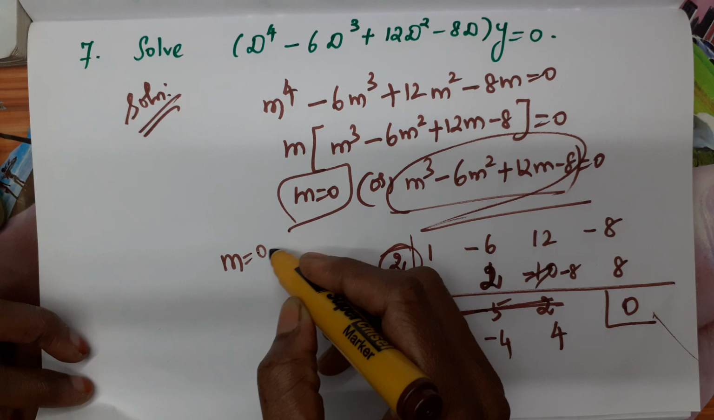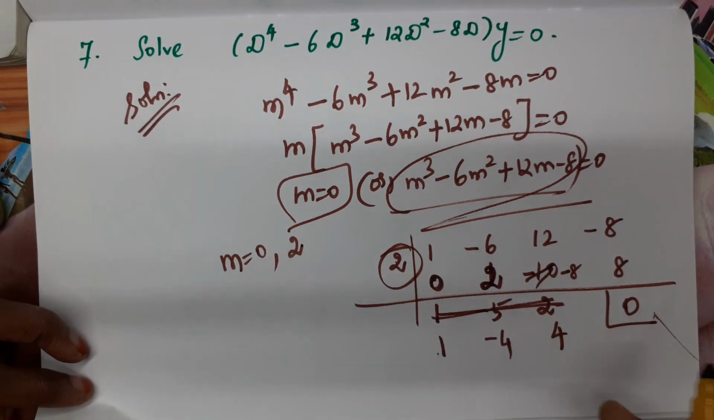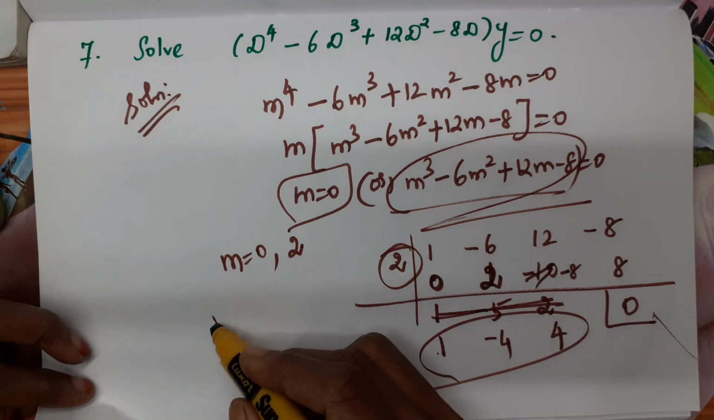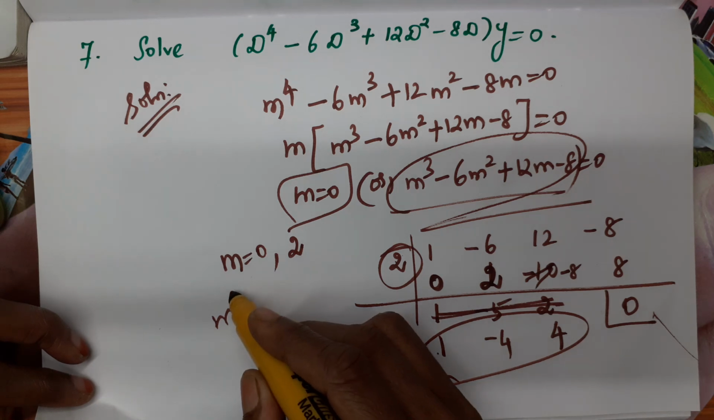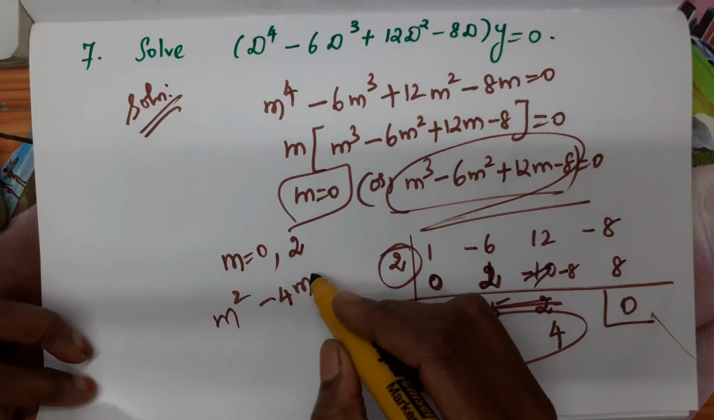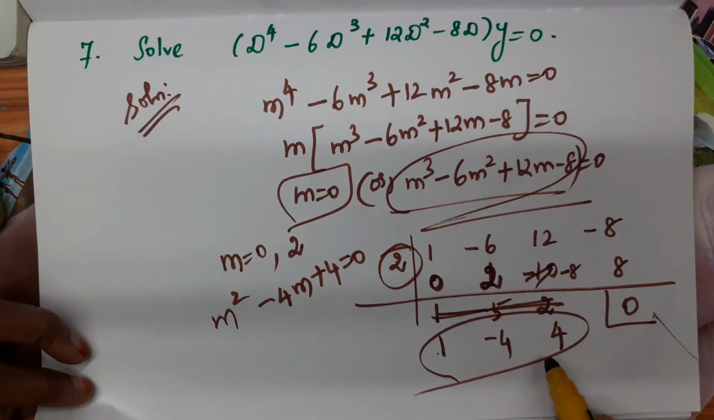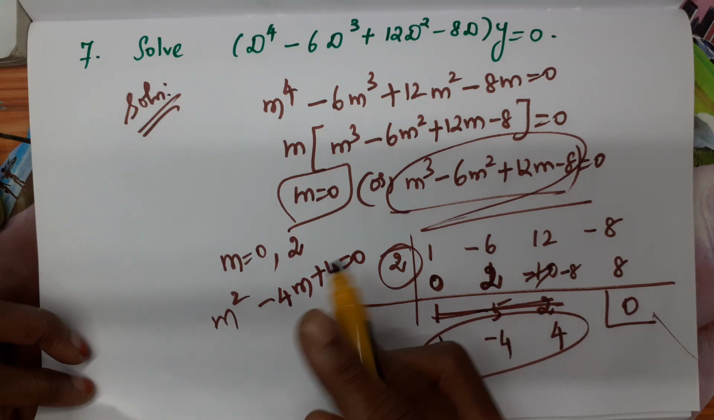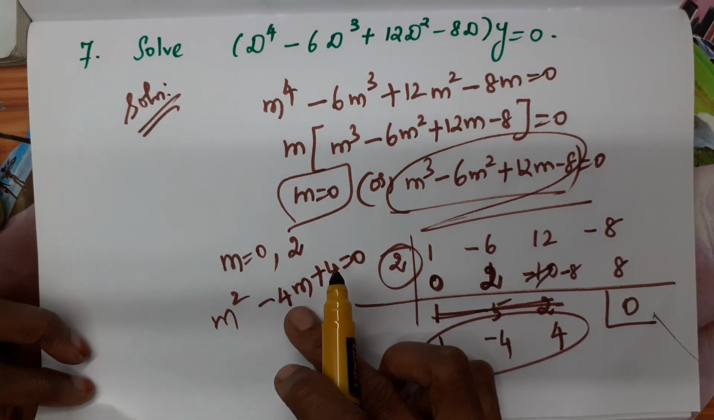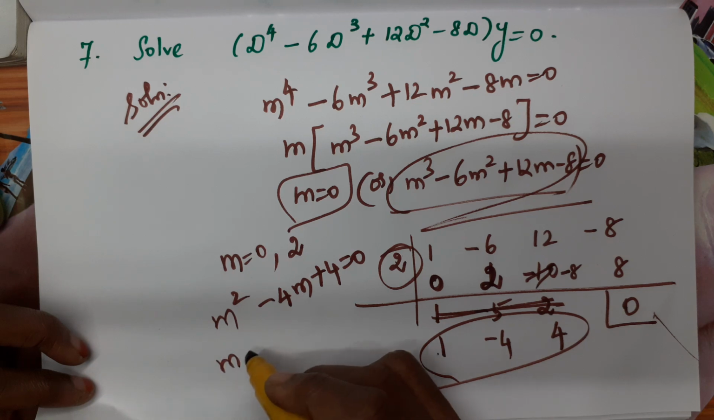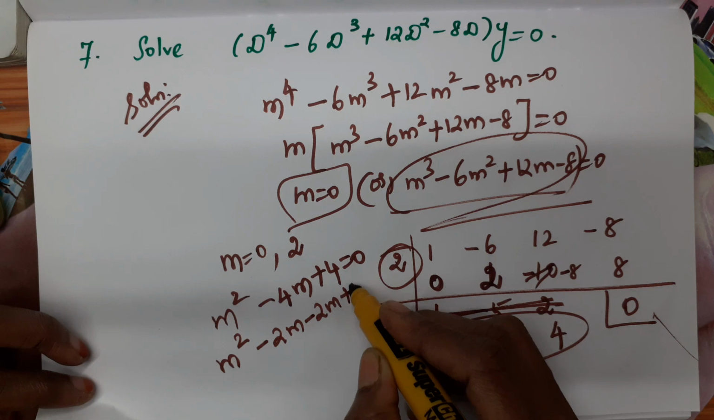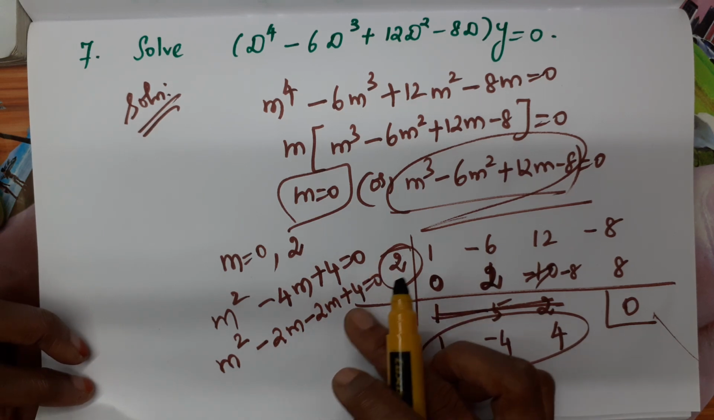Already we have 0 as a root, now 2 as a root. From here itself I can extend, or I can make this a quadratic equation and then find the roots from it. So m squared minus 4m plus 4 equal to 0. The product is 4, the sum is minus 4. So I can rewrite this as m squared minus 2m minus 2m plus 4 equal to 0.